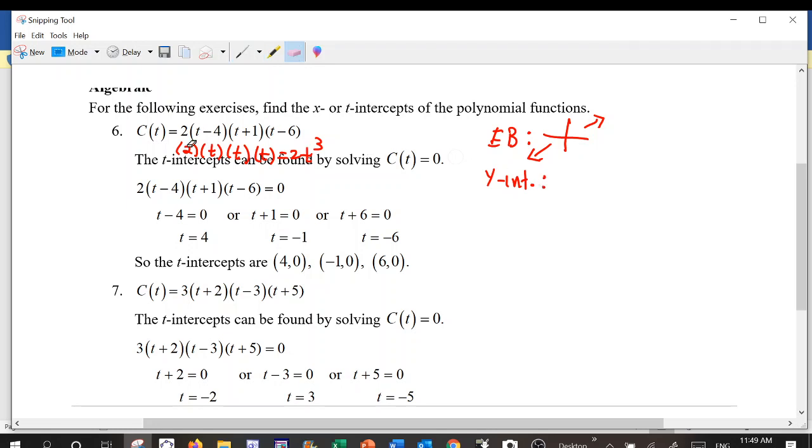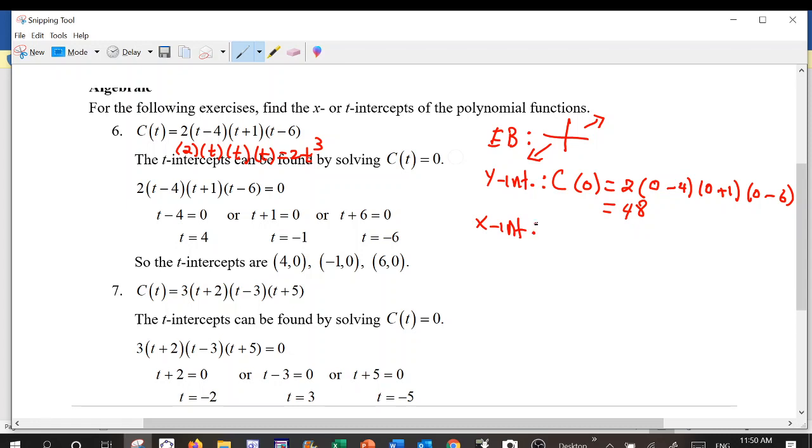Well, the y-intercept is c of 0, which is 2 times 0 minus 4 times 0 plus 1 times 0 minus 6. So negative times the negative is positive. 2 times 4 is 8. 8 times 1 is 8. 8 times 6 is 48. Right? So that's it. Now what about x-intercepts?